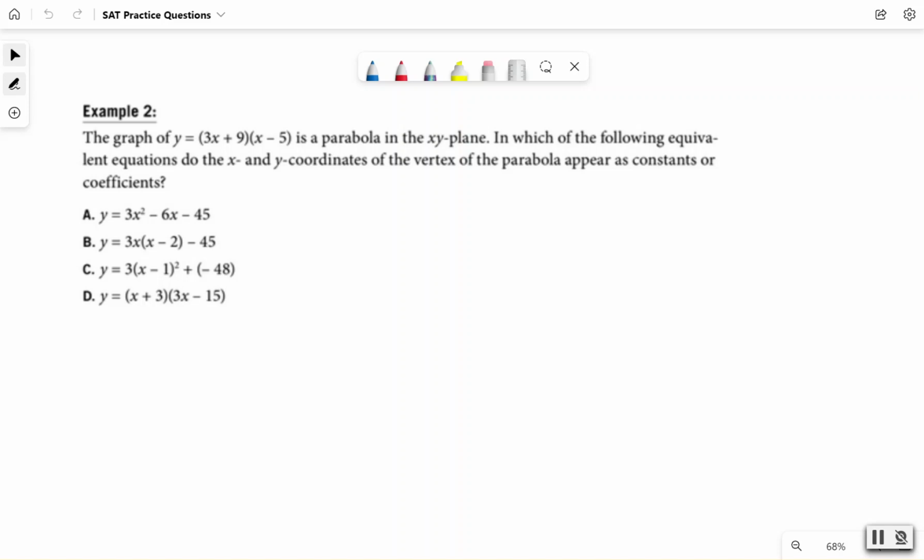Now, there's only one way we can write a quadratic equation in terms of its vertex, right? And we can recall this from algebra. It's going to be y equals a times (x minus h) squared plus k. So we want to see which equation abides by this rule here.